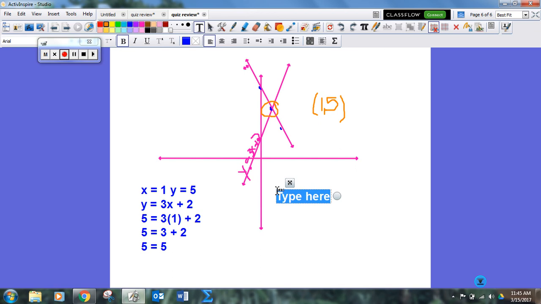And then I must check the other one, so it's y equals negative 2x plus 7. Again, y equals 5, x equals 1, so I substitute 1 for x and 5 for y. And I get 5 equals negative 2 times 1 plus 7. I do negative 2 times 1, which is negative 2, plus 7. Negative 2 plus 7 gives me 5 equals 5. And I have checked. So that is what you must know for your quiz tomorrow.